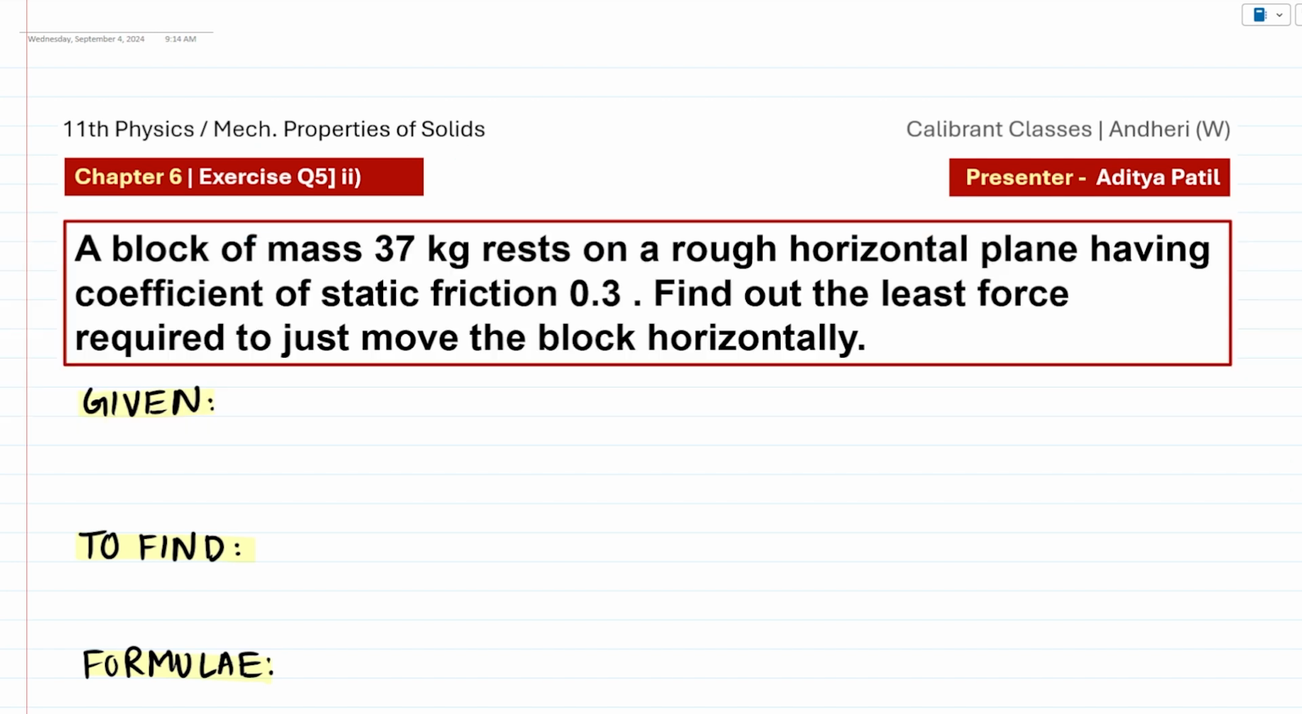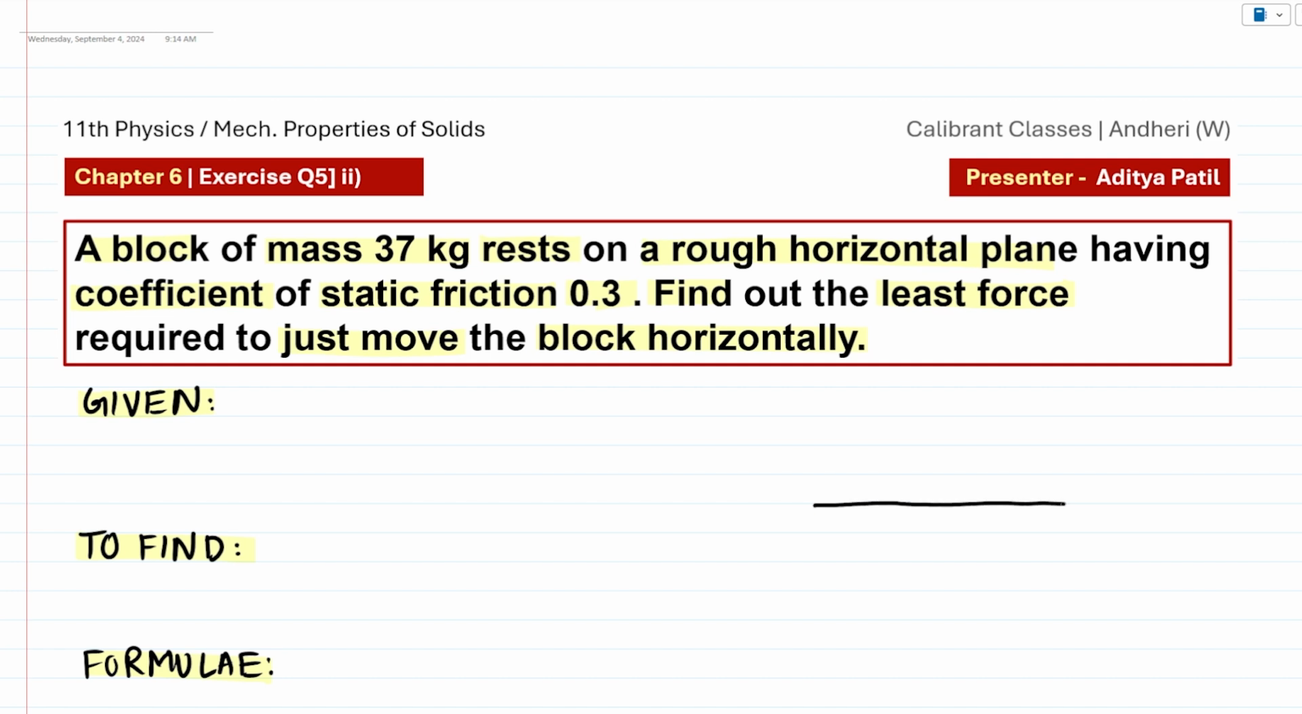So let's start. The question says we have a block of mass 37 kilograms which rests on a rough horizontal plane having a coefficient of static friction as 0.3. Then find out the least force required to just move the block horizontally. So this is how the story is.